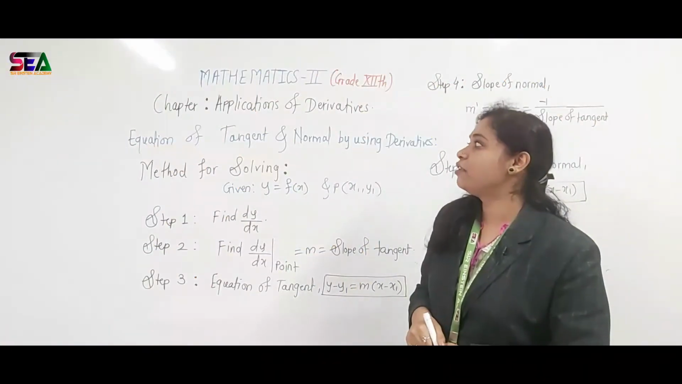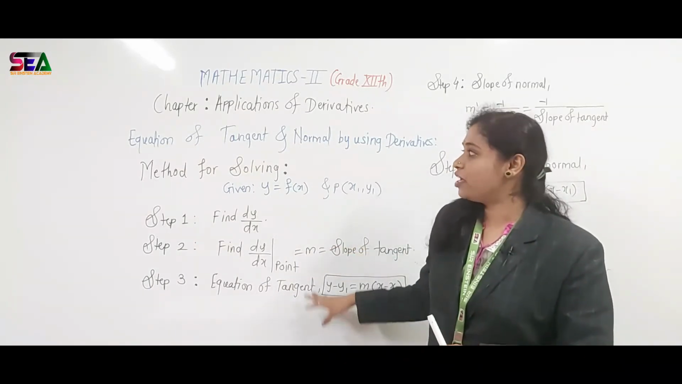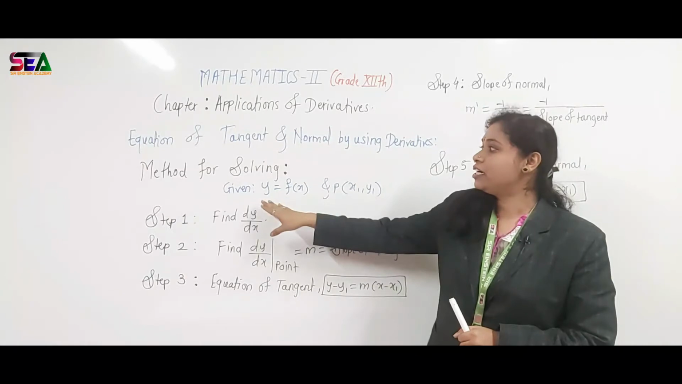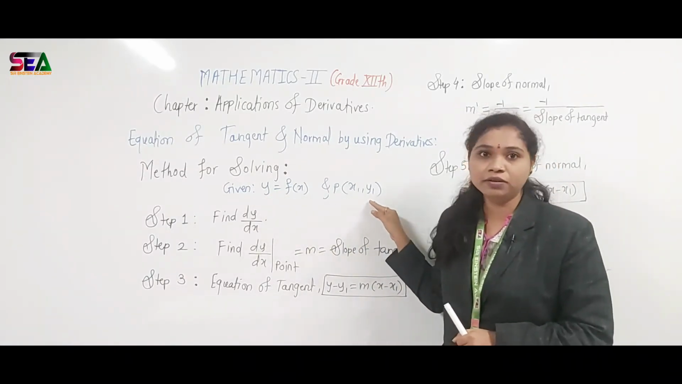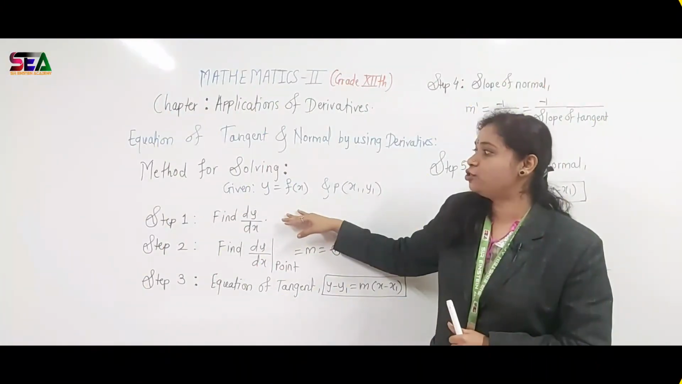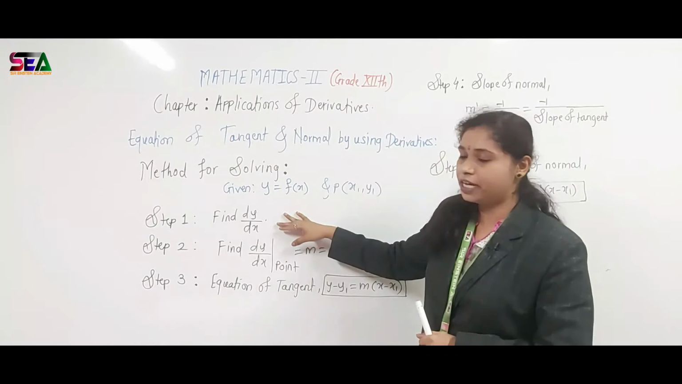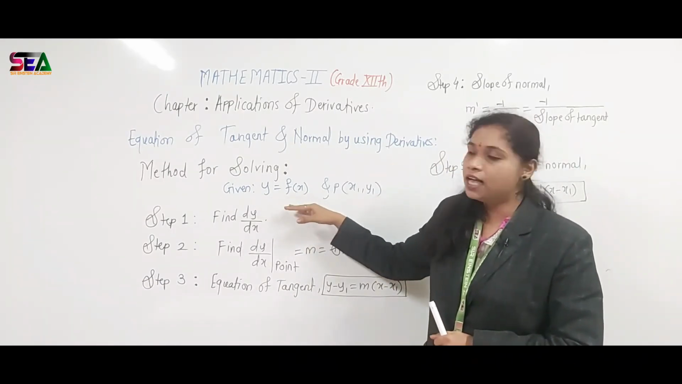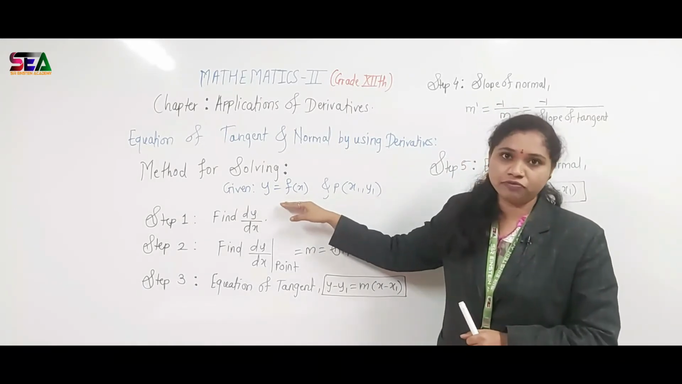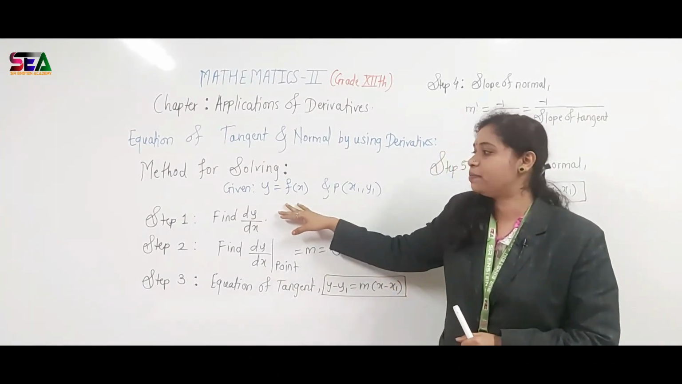To solve the equation of tangent and normal, we have to use 5 steps which are very simple. In that, the given data will be a function y is equal to f(x) and a point P(x1, y1). So step 1 should be finding dy by dx. To find dy by dx, we have to differentiate y with respect to x. The function y is equal to f(x) can be any type of function like parametric, composite, implicit, it can be any.